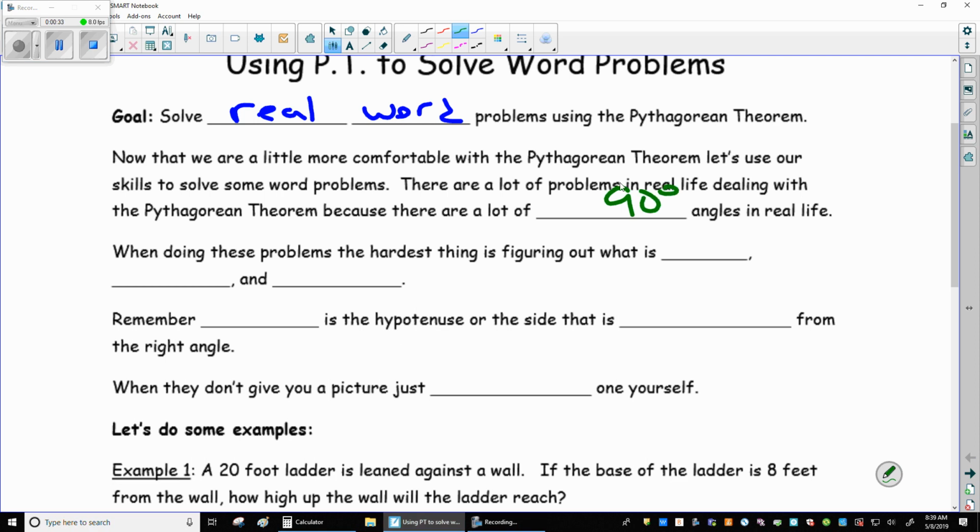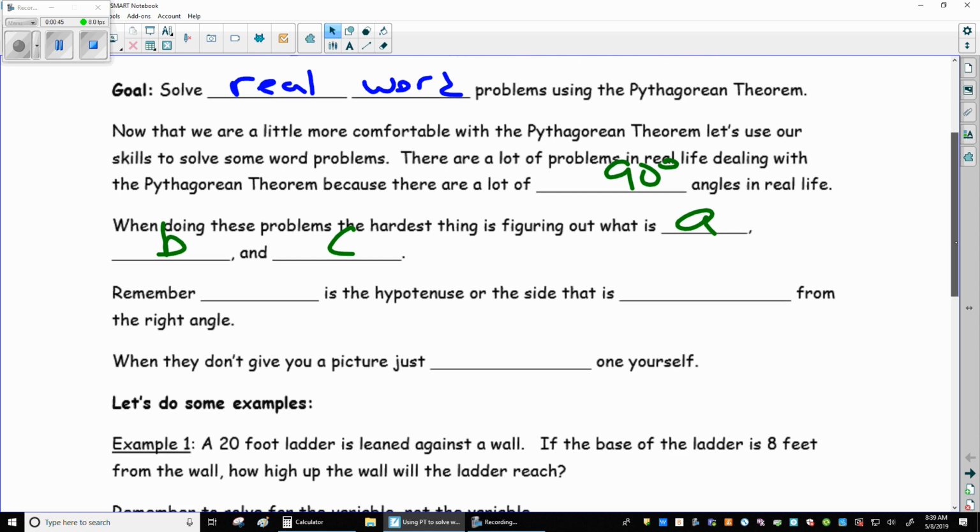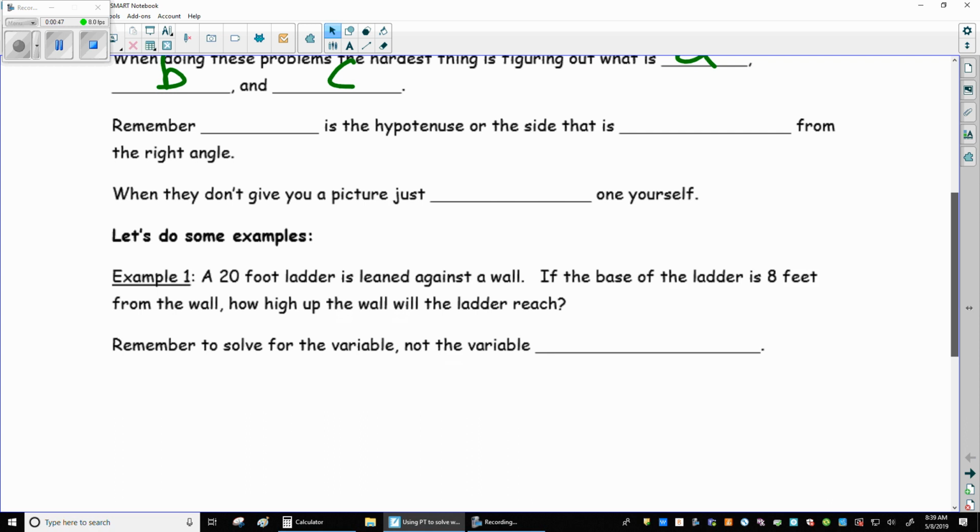When doing these problems, the hardest thing is figuring out which one is A, B, and C, and then after that, I'm sure you guys saw last time, it's really pretty easy. You just need to plug it in, like any other volume formula or area formula. Now, the big thing that we need to remember is that C is the hypotenuse, or the side that is across from the right angle. I also said C is usually the biggest side, but it's not always 100% obvious which one is biggest because one of them is going to be missing.